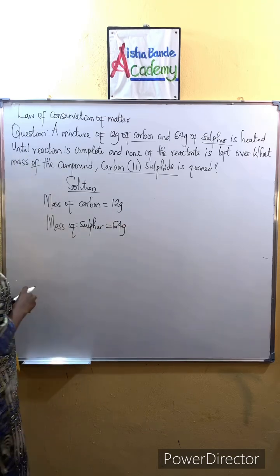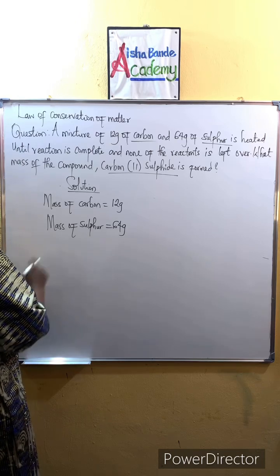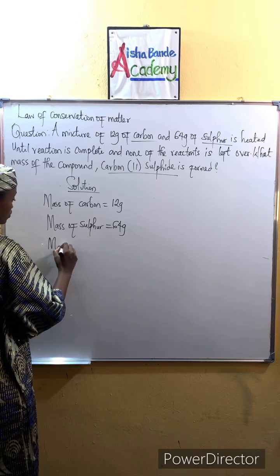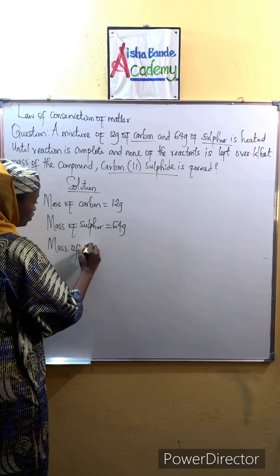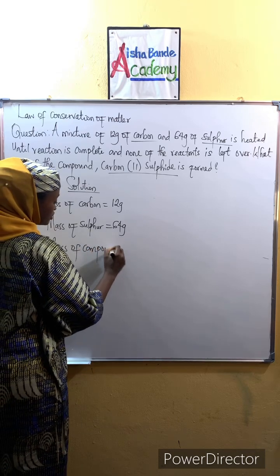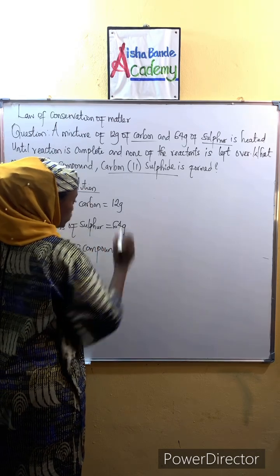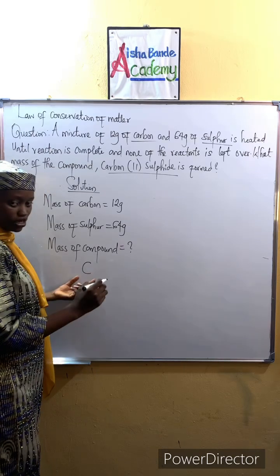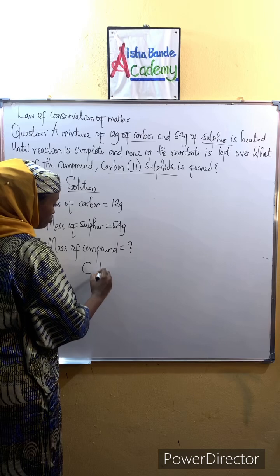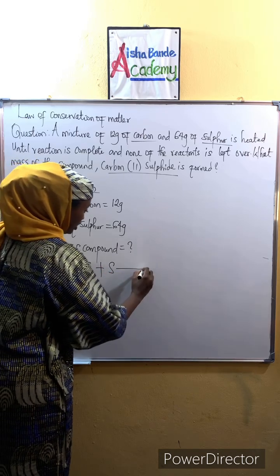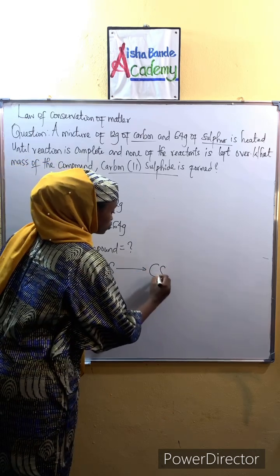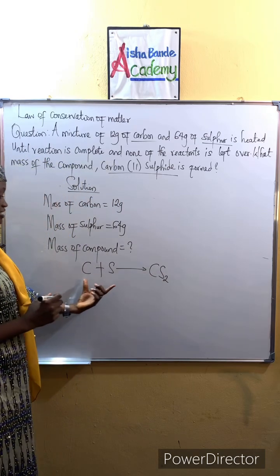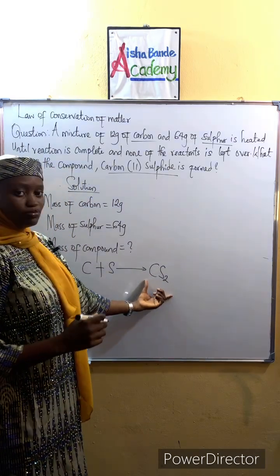Okay, so we have to calculate the mass of the compound. So the mass of compound is what we have to calculate. This is a very simple and straightforward question. So let's write out the chemical reaction equation. Carbon plus sulfur produces carbon 2 sulfide. So these are the reactants and this is the product.